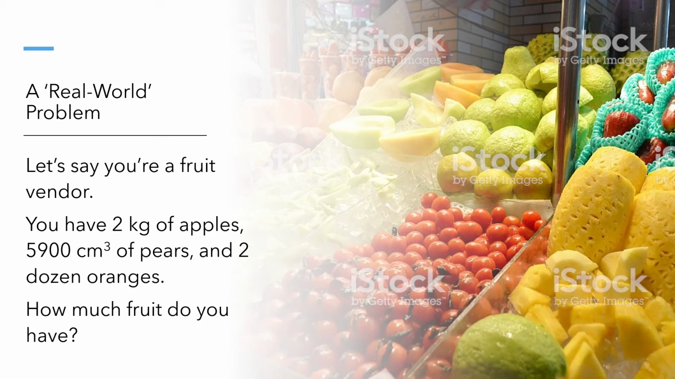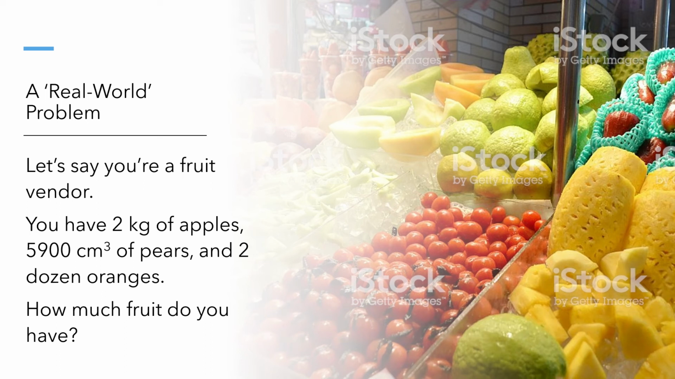Oranges are easy. You have 2 dozen. Each dozen contains 12 oranges, so you're left with 24 oranges. Apples and pears won't be quite so easy. For apples, you'll need to know the average mass of an apple, which, based on a quick Google search, is about 100 grams. If you ordered 2 kilograms, or 2,000 grams, and there is 1 apple per 100 grams, you can calculate that you will end up with about 20 apples.